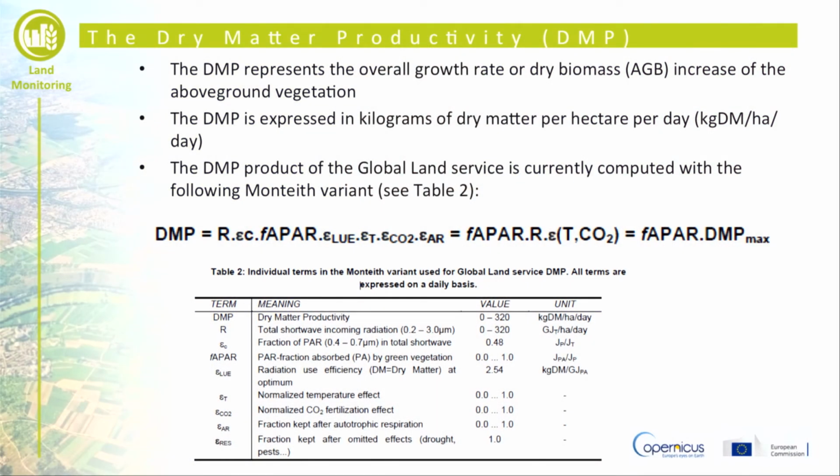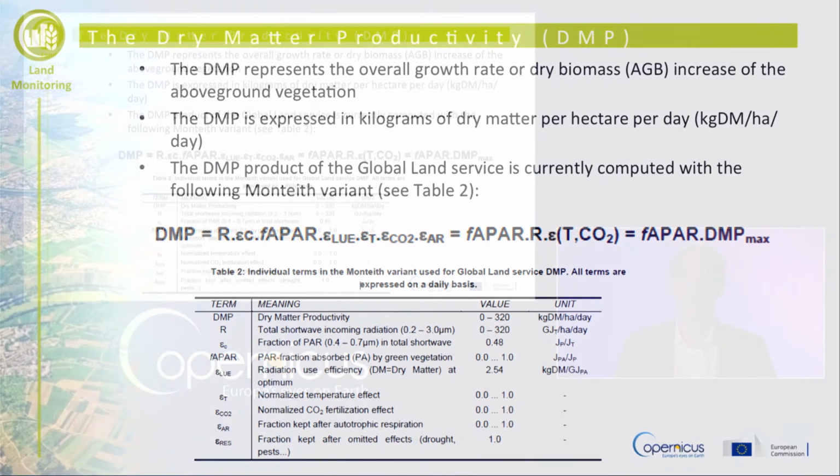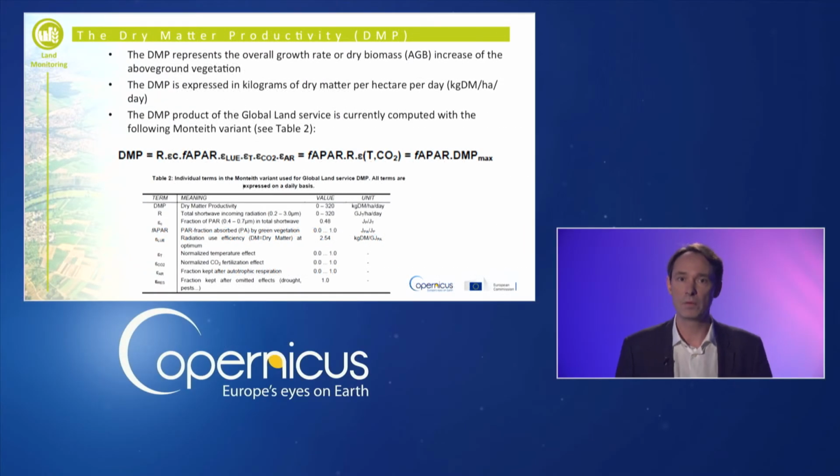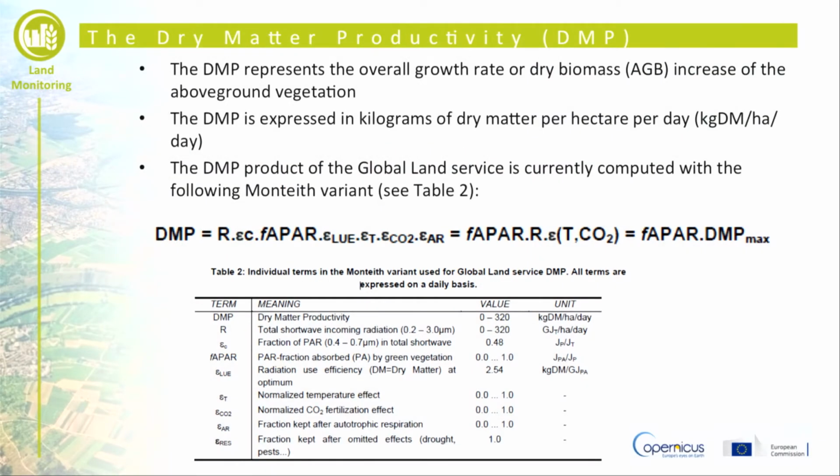What does the dry matter productivity represent and how to estimate it? The DMP is the overall growth rate or dry biomass increase of the above-ground vegetation. The DMP is expressed in kilograms of dry matter per hectare and per day. The DMP product of the Global Land Service is currently computed with a specific variant equation. For details, please refer to the equation and the table on this slide.